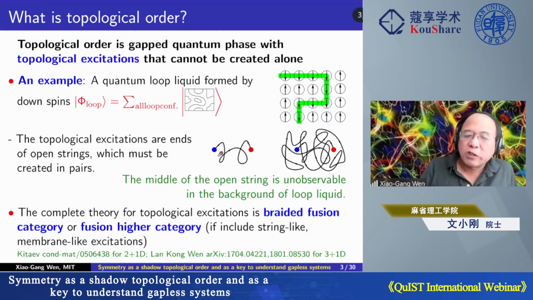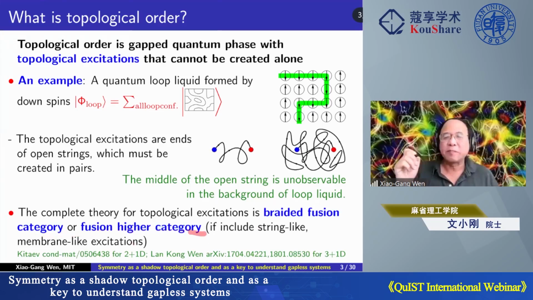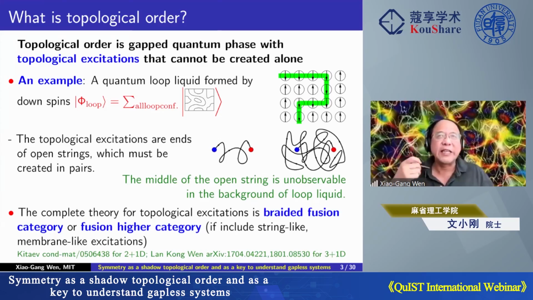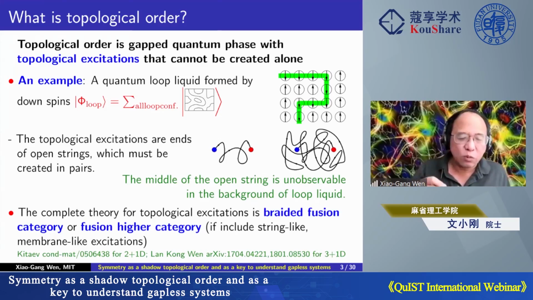And those topological excitations can fuse and can braid. Formally, they are described by the so-called braided fusion category, or fusion higher category. That is the mathematical language to describe excitations in any condensed matter system, a quantum liquid system.